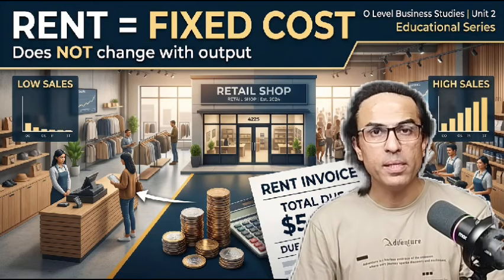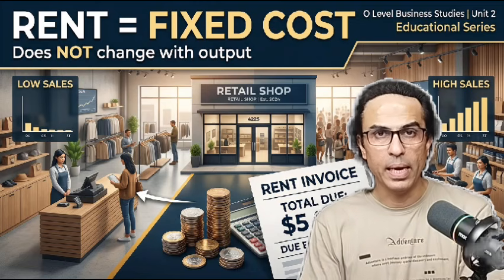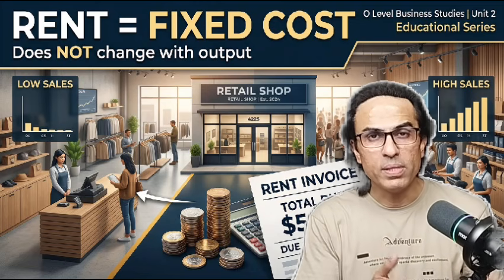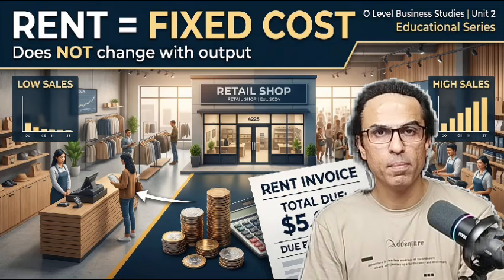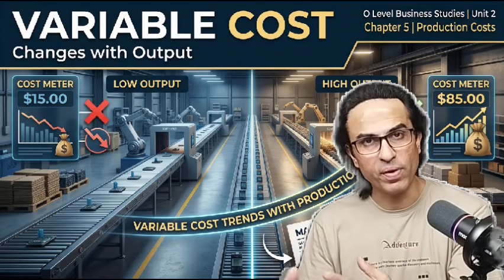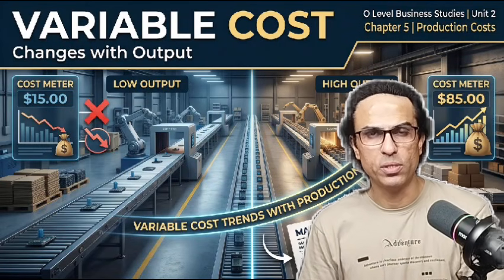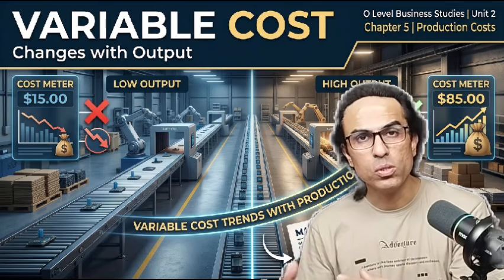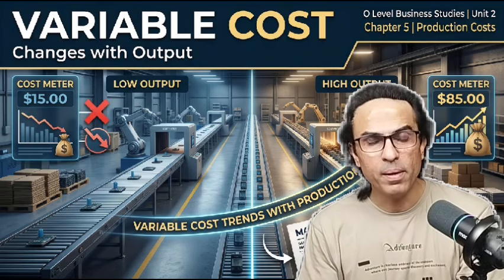On the contrary, there is a variable cost as well, another type of business cost. And as the name suggests, it varies with the amount of units produced or units sold. Contrary to fixed cost, where the cost remains the same, variable cost does change with the number of units produced or sold. Now, an example could be raw material.